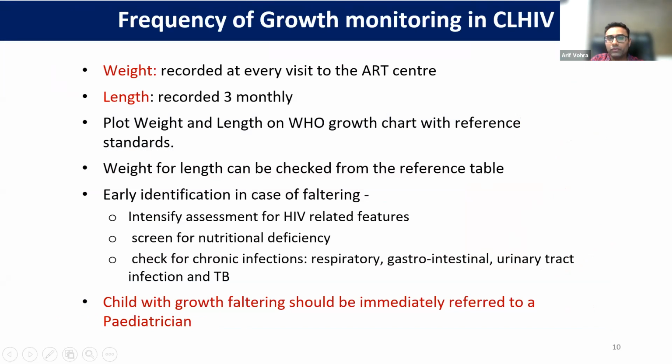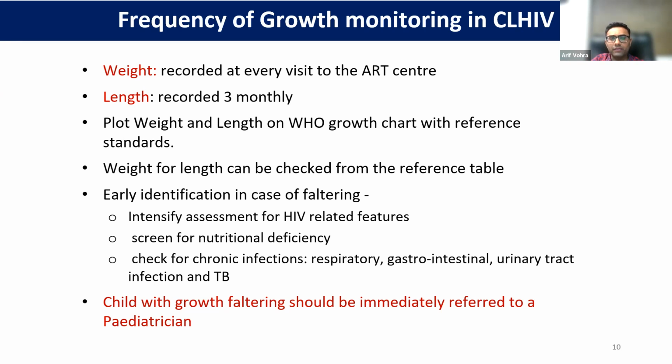We have to record the length every 3 months, and weight and length need to be plotted on the WHO growth chart that I'm going to show you in the next slides. There are three different types of WHO growth charts. One is for weight for age, another is length for age, and another is weight for length. You can keep all three with the white card. Most ART centers have been requested to keep this blue chart along with that white card, so that you can plot the weight and length into that blue chart.